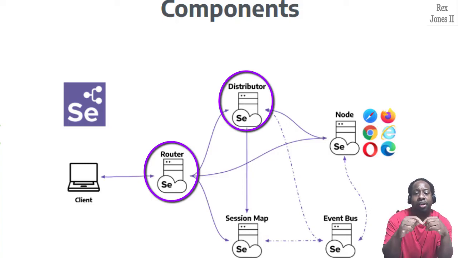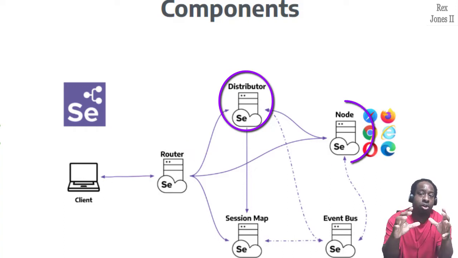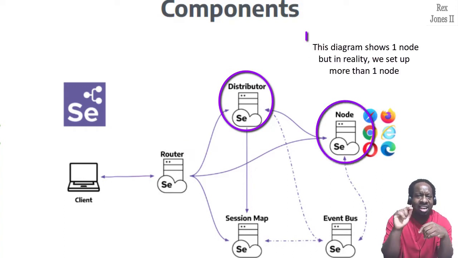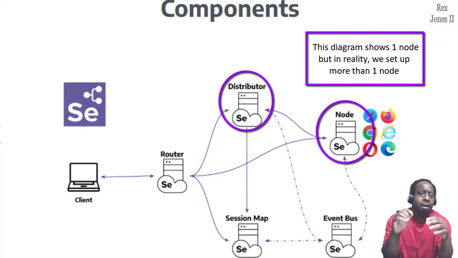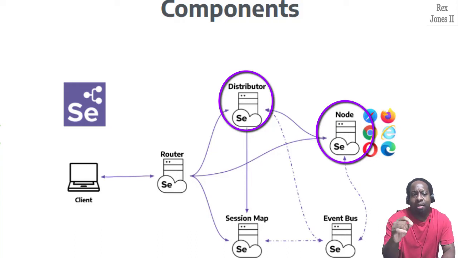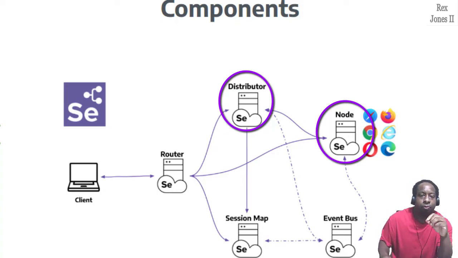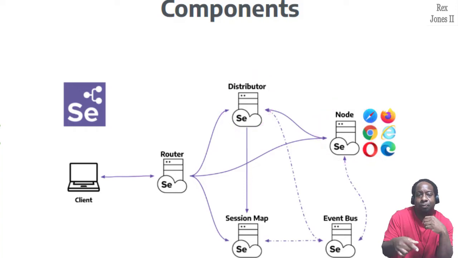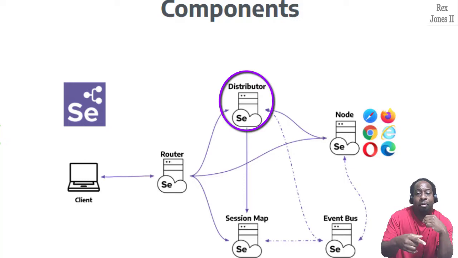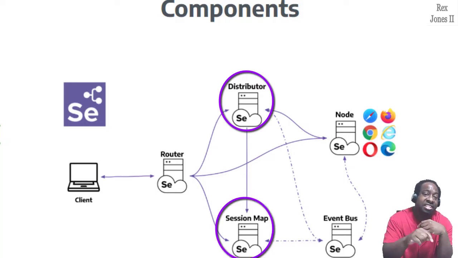The distributor is responsible for selecting a node to run our test. This diagram shows one node, but in reality, we set up more than one node. The node can be a physical machine or virtual machine that executes our test scripts. After the distributor selects a node to run our test, the node responds back with a URL of the session. At this point, a session is created and the distributor sends information to the session map.